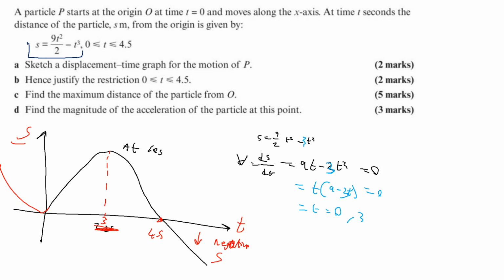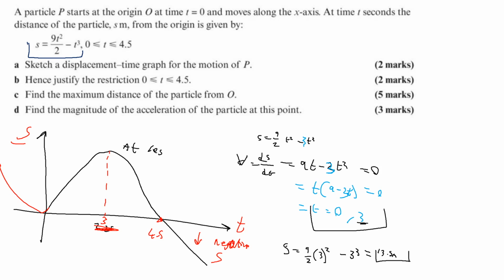That's okay. Anyways, now that we know that t is 3, correctly, rather than 2.25, let's plug that into s. So s is going to be 9 over 2 times 3 squared minus 3 cubed, which is equal to 13.5 meters. And that is your final answer.